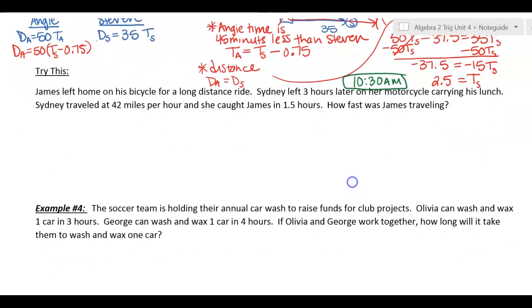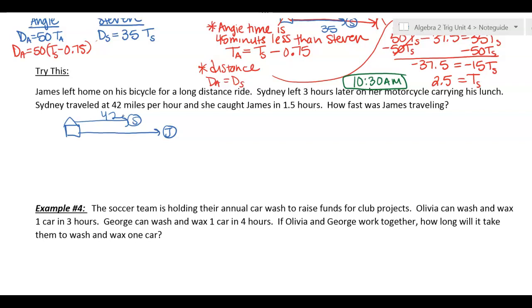All right. For the try this, James left home on his bicycle for a long distance ride. Sydney left 3 hours later on her motorcycle carrying his lunch. So James leaves. Later, Sydney leaves. Sydney's traveling at 42 miles per hour. Okay. Then it says she caught James in 1.5 hours. How fast was James traveling?